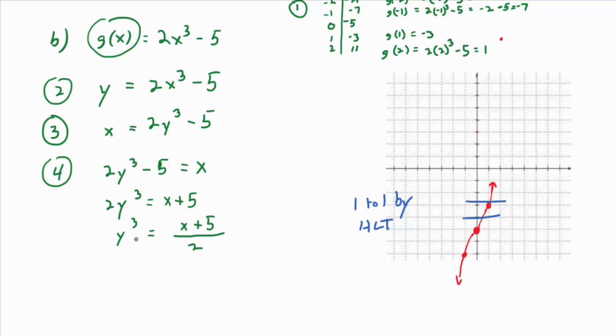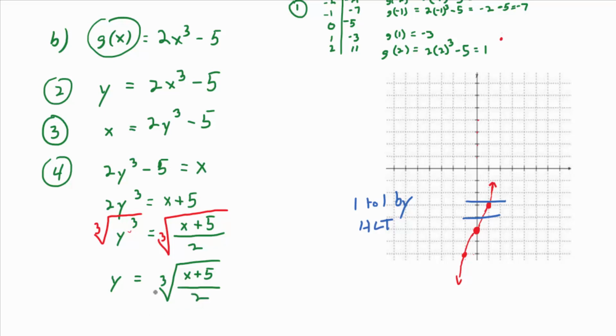And then finally, if we have y cubed and we want y, not y cubed, what could we do to both sides? We could take the cubed or third root, the cube root. And that gives us on the left side y, on the right side, a big cube root of x plus 5 over 2. We're not going to worry about rationalizing that. We'll just leave it as is.